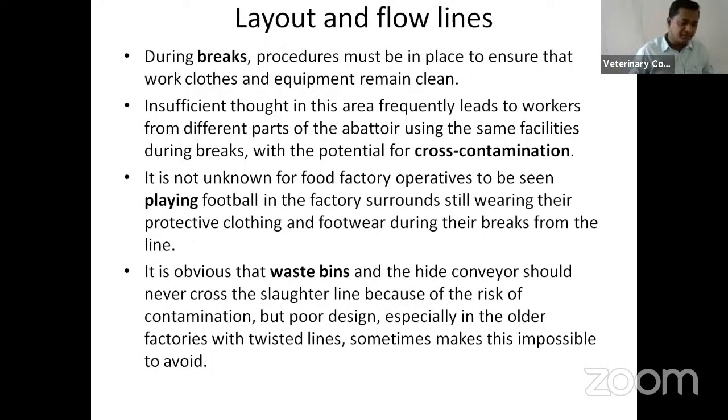Whenever you visit a slaughterhouse, first they will take you to a clean area, lastly to the unclean or dirty area, and then exit. That's the way they will plan your visit to a slaughterhouse.